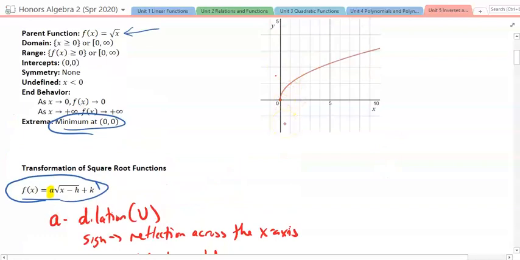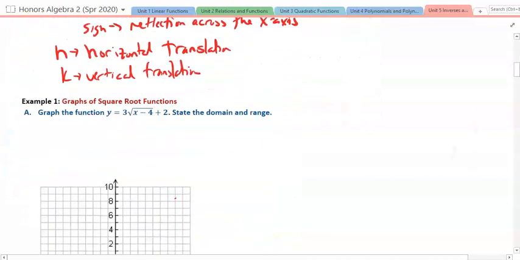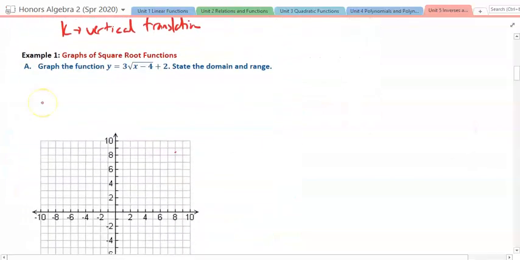And so remember, that's going to shift this graph either up or down depending on the sign of that k. If the k is positive, it's going to shift it up, and if the k is negative, it's going to shift it down. So let's look at what this does with a couple of functions. So our first problem here is to graph y equals 3 times the square root of x minus 4 plus 2. And we want to state the domain and range of this function.